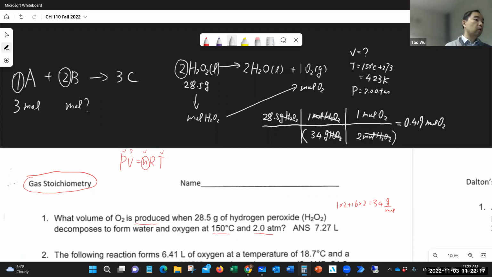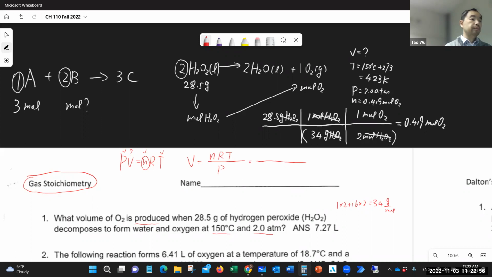Once you figure out the moles of oxygen, we can use PV equals nRT to figure out the volume of the oxygen, because we know the moles. You see, in this equation, we know the moles is 0.419 moles of oxygen. We know the moles, we know the pressure, we know the temperature. We should be able to figure out the volume. Based on the ideal gas law, the volume is equal to nRT divided by the pressure.